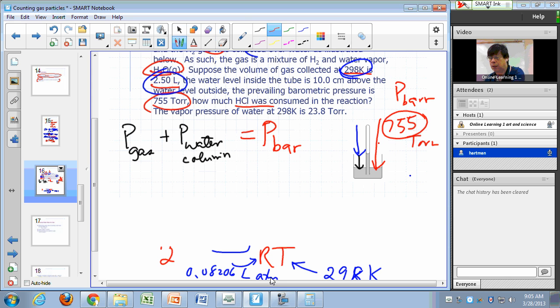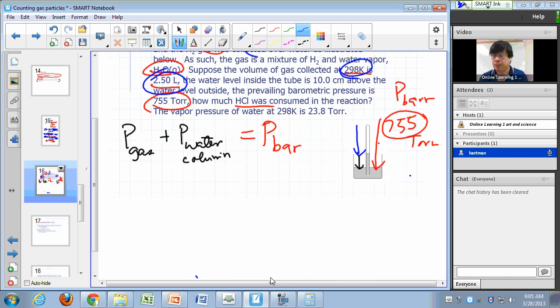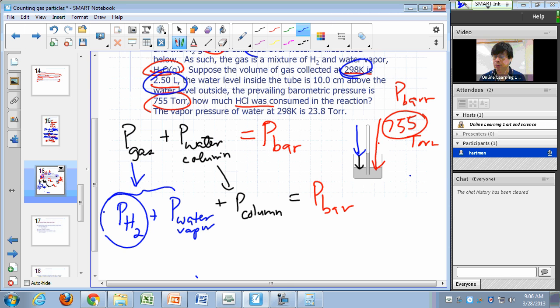I need to know that the pressure of the gas is not just H2. It's actually the partial pressure of H2 plus the partial pressure of water vapor. Okay? And then I add to that the pressure of the water column. That would be equal to the barometric pressure. Right. So this is what I need right here, the partial pressure of H2.